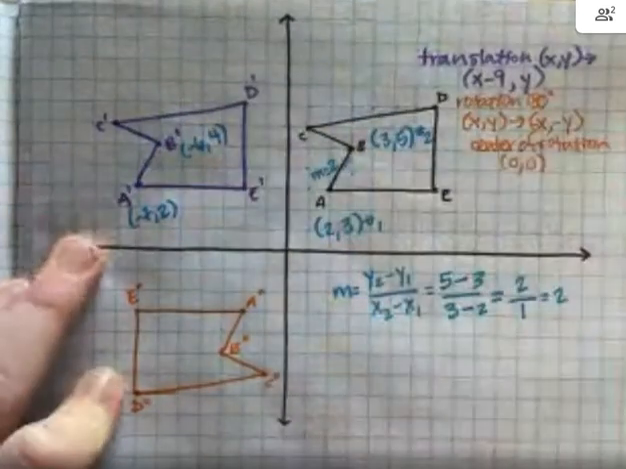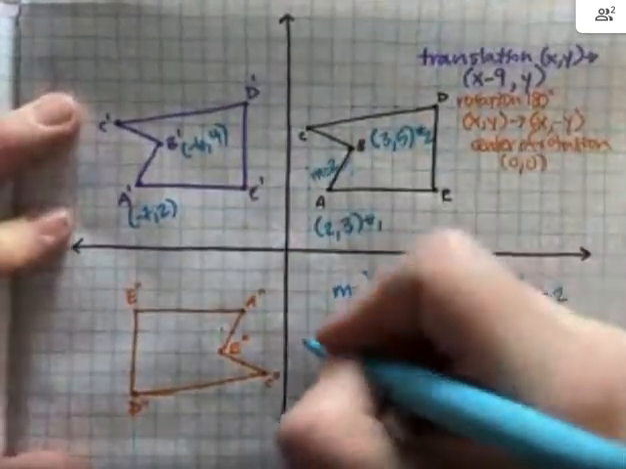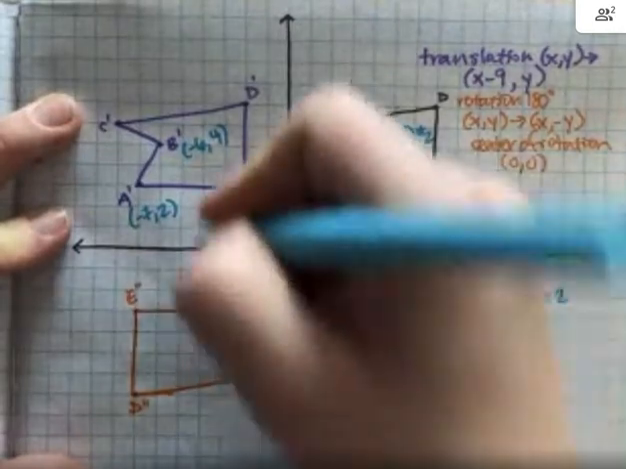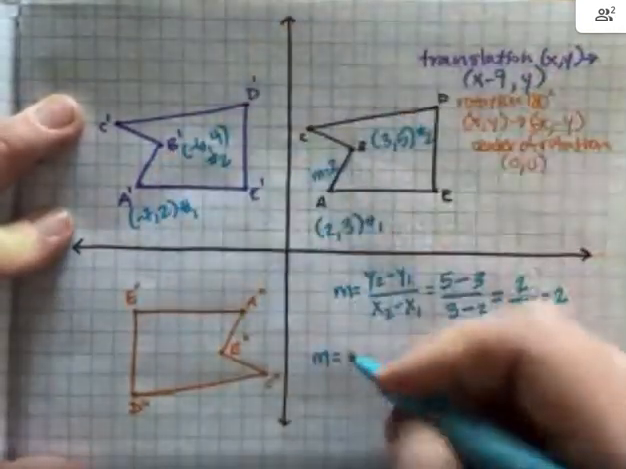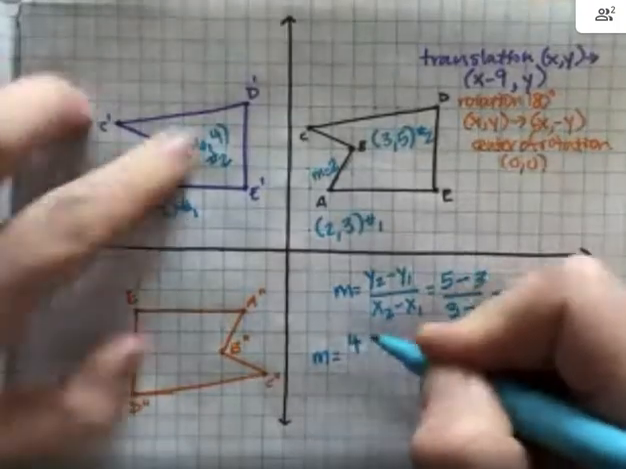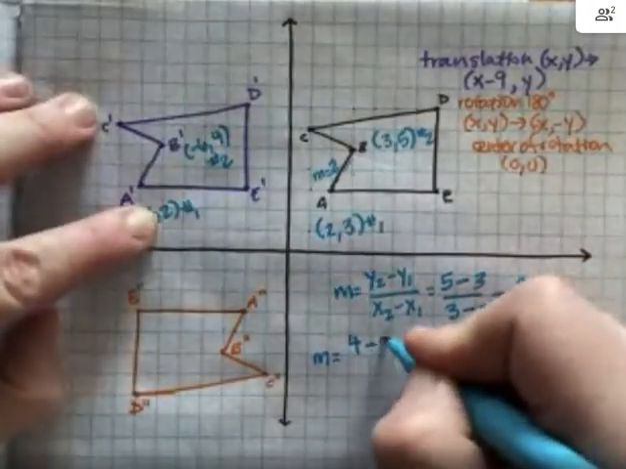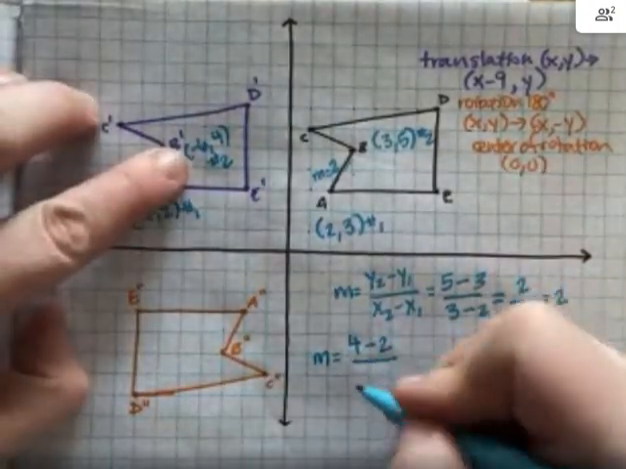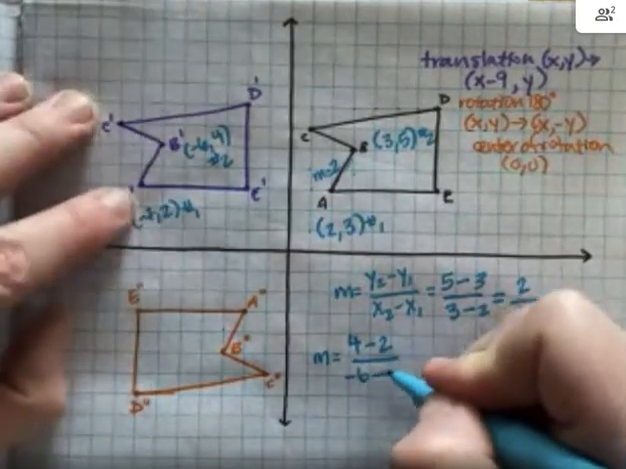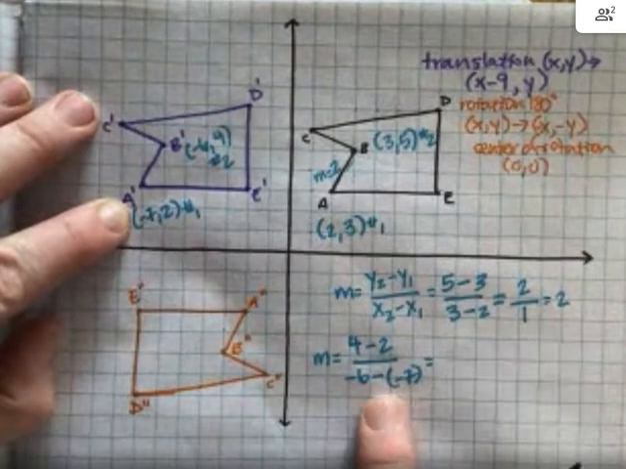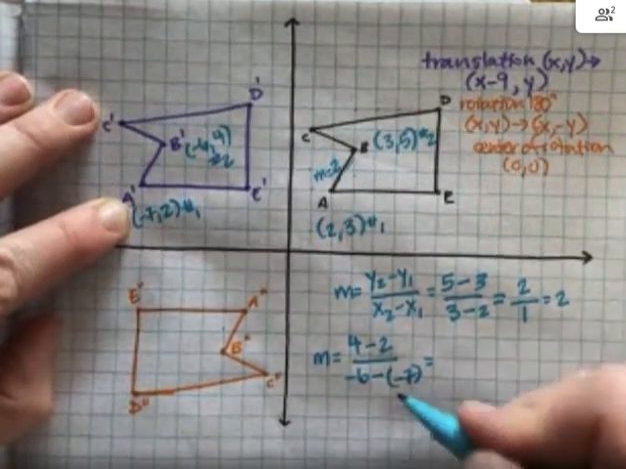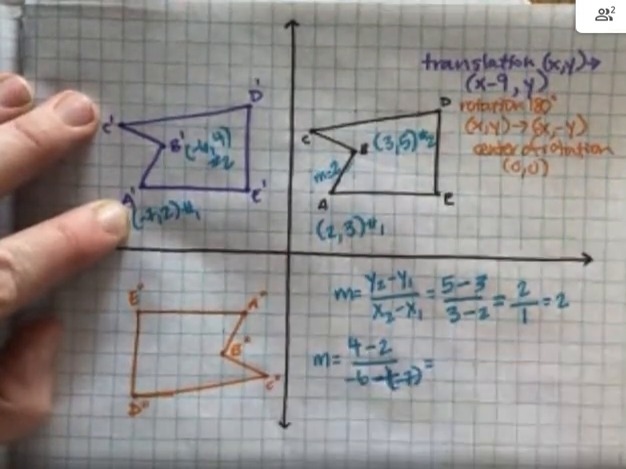So let's do the math there for this one. That means the slope, I'll say this one is my point 1 again, here's my point 2. The slope is equal to 4 minus 2 over -6 minus -7. Notice the minus a negative in there, that's going to be tricky. Minus a negative is like addition.